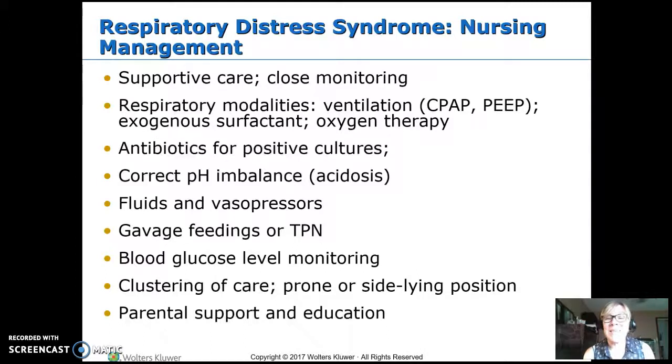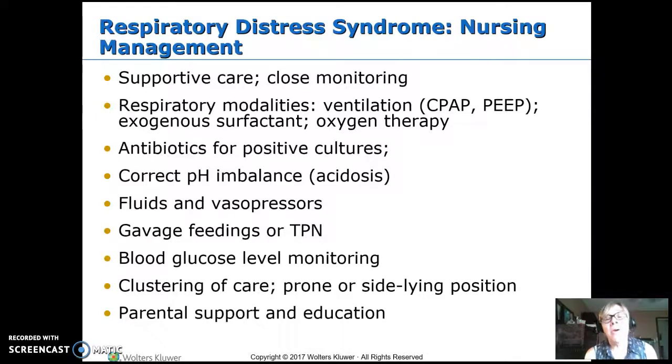We do need to give, these are infants, they need calories. They don't maintain blood sugar well, so we've got to keep some sugar going into them, either into the gut, gavage feeding, or into a vein through parenteral nutrition, TPN. Babies don't do well at maintaining their blood sugars if they're not getting very frequent feedings. So blood glucose monitoring, and they're working extra, right? That extra effort of breathing uses up glucose faster.